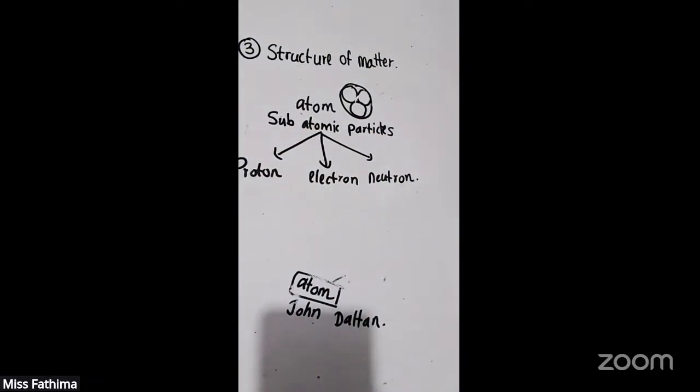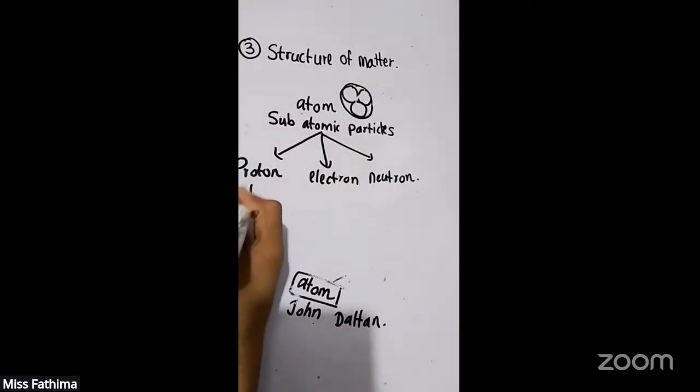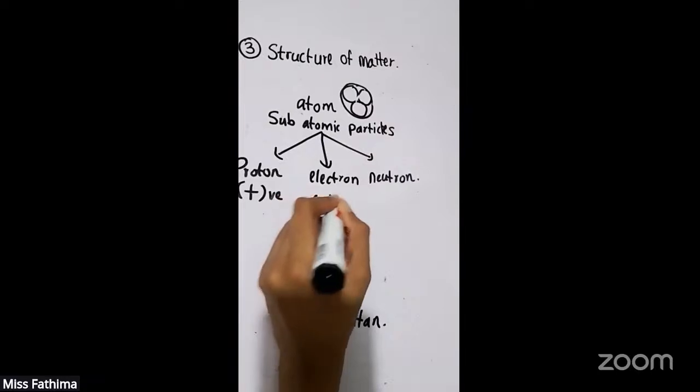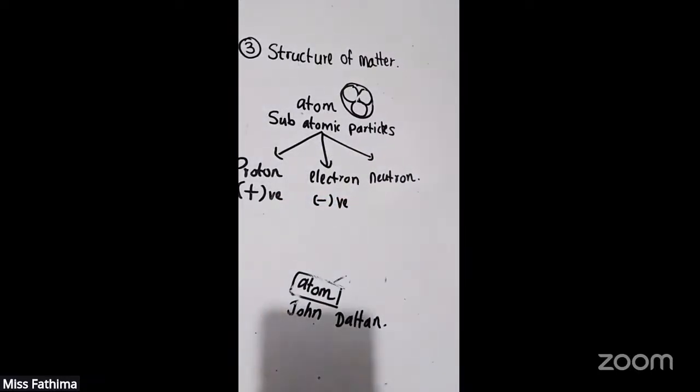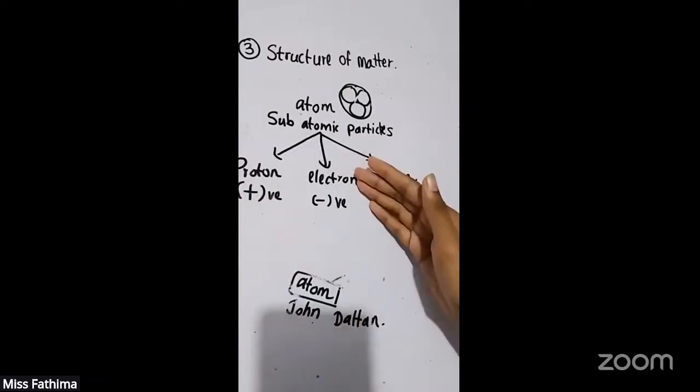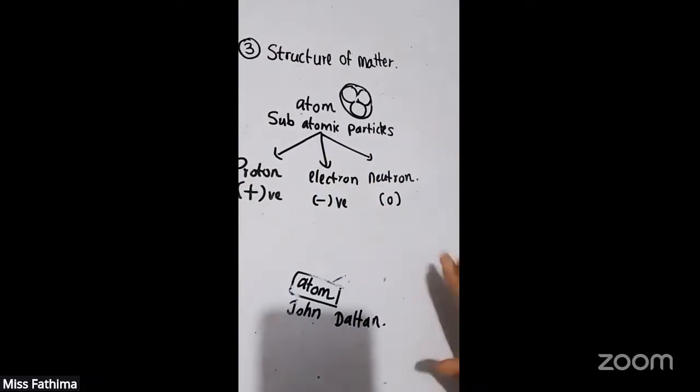Now when you hear the word proton, remember it has a positive charge. If it is an electron, it has a negative charge. Neutrons are neutral, where there is no charge. So proton is positive, electron is negative, and neutron is neutral. That understanding is important.